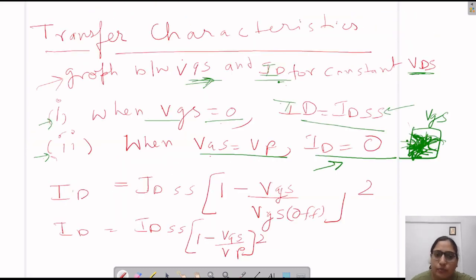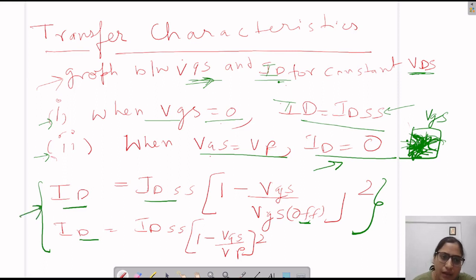Now, this is the value of the ID current: IDSS times (1 minus VGS upon VGS off) whole square, where VGS off is VP, and the second is when VGS is equal to VP, whole square. So these are the two equations. Like the diode equation and the BJT equations, these equations are derived from the Shockley diode equation. We are directly putting the values, and the derivation is very long, which is beyond the scope of basic electronics. We are applying it here because they are PN junctions also, and similarly for the parabola also, the same equations we are considering.